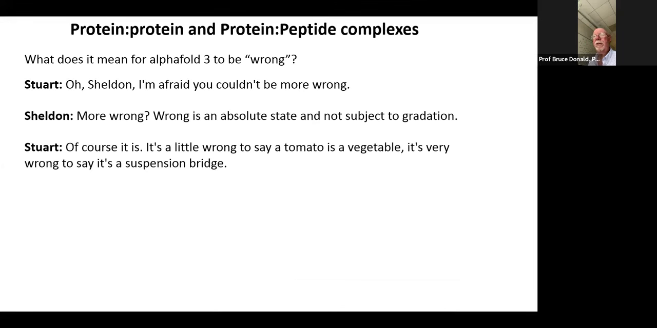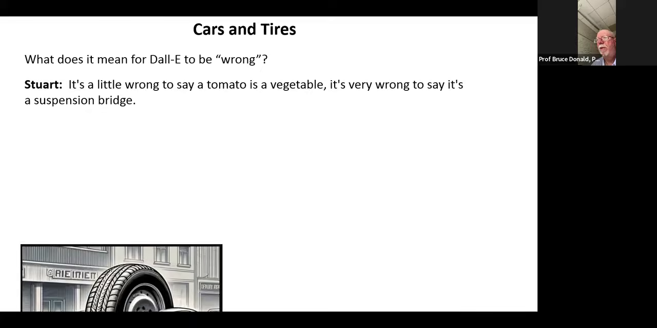First of all, let's look at this little quote from Sheldon. Are there degrees of being wrong, or is it absolute? And Stewart says, of course, it's a little wrong to say a tomato is a vegetable. It's very wrong to say it's a suspension bridge. And so I asked DALL-E to draw a picture of a car with some of the wheels wrong. And here's what it came up with.